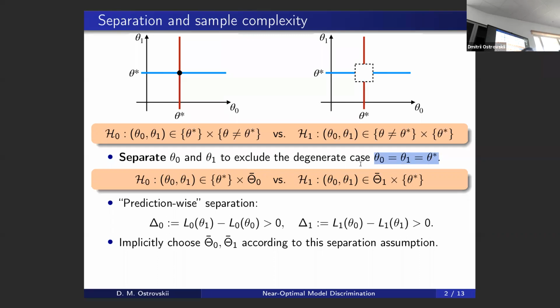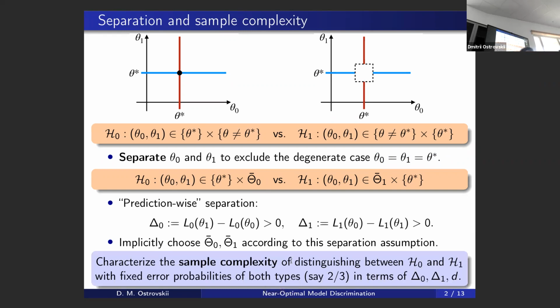And then I can say, okay, I'm interested in this problem. So I know a priori that theta 0 and theta 1 are separated as follows. And also my two hypotheses are that theta 0 is equal to theta star or theta 1 is equal to theta star, with the matching sets for theta bar for the complementary model according to this separation assumption. I don't even need to formulate the sets.